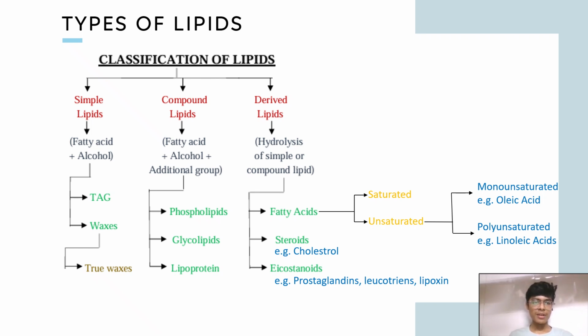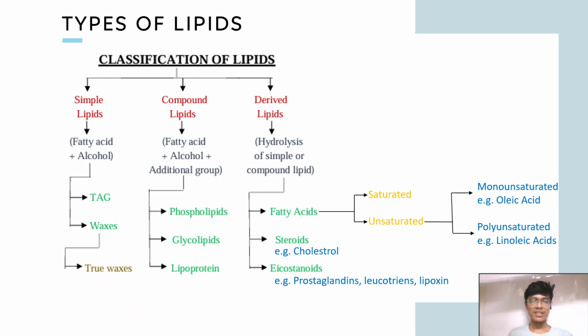So the second type is compound lipids, in which the basic structure is fatty acids plus alcohol and an additional group. There are three different types: phospholipids, glycolipids, and lipoproteins. In phospholipids, the additional group is a phosphate group. In glycolipids, the lipids are attached to carbohydrates, which work as an energy source. And in lipoproteins, proteins are attached to the lipids.